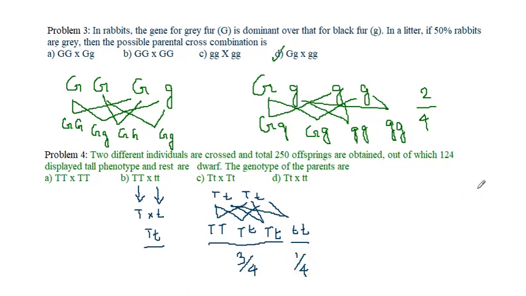No. Why? Because in the question it is given 124 out of 250. It means approximately 1 by 2 should be the correct option. So answer C is also not possible. Now check for option D.